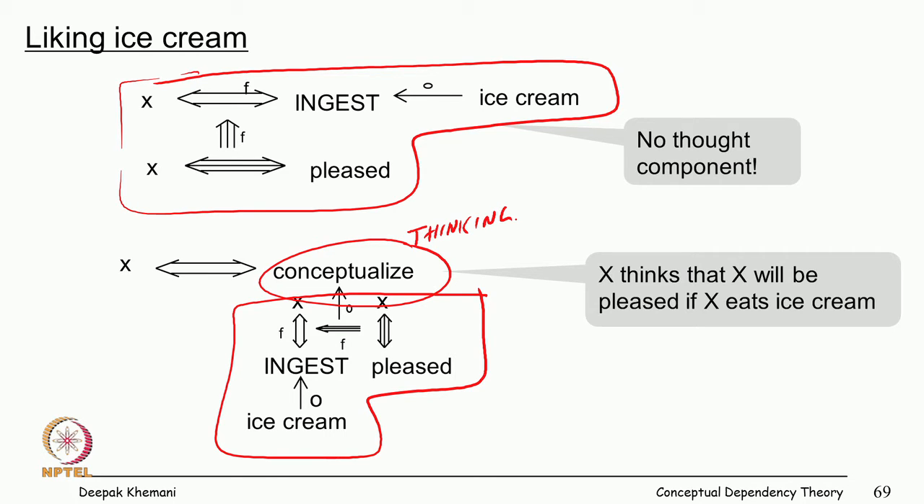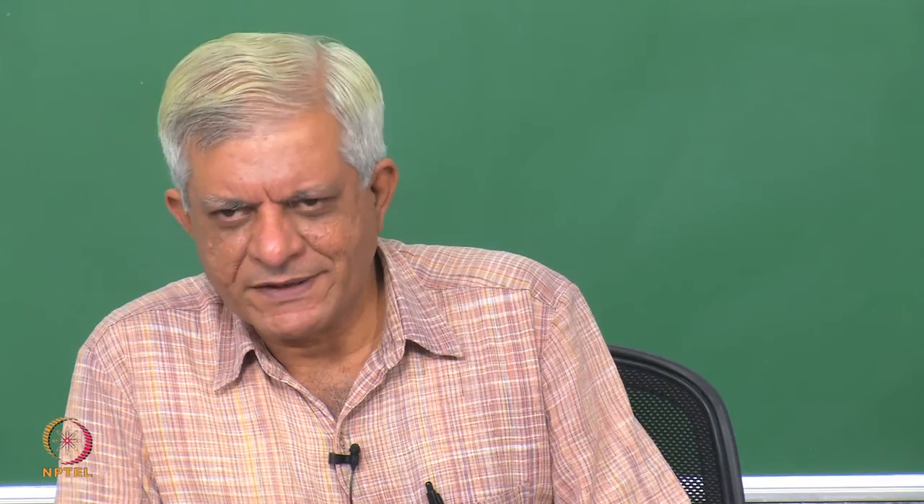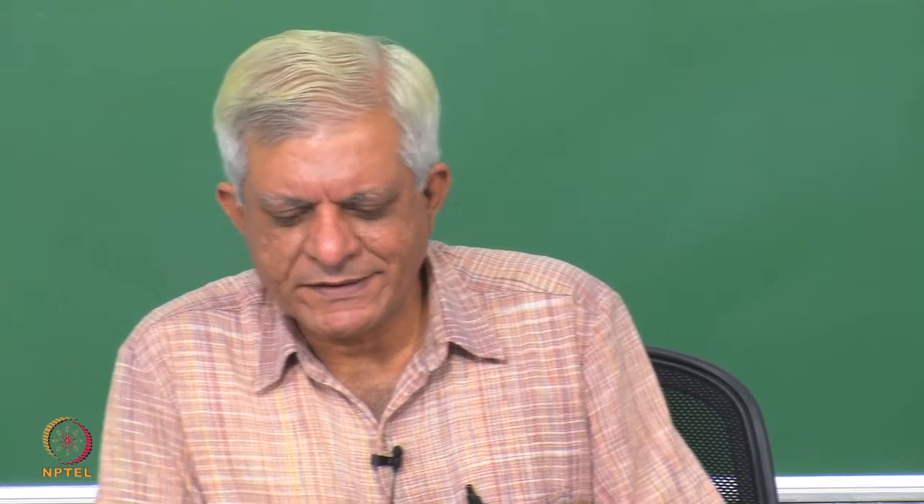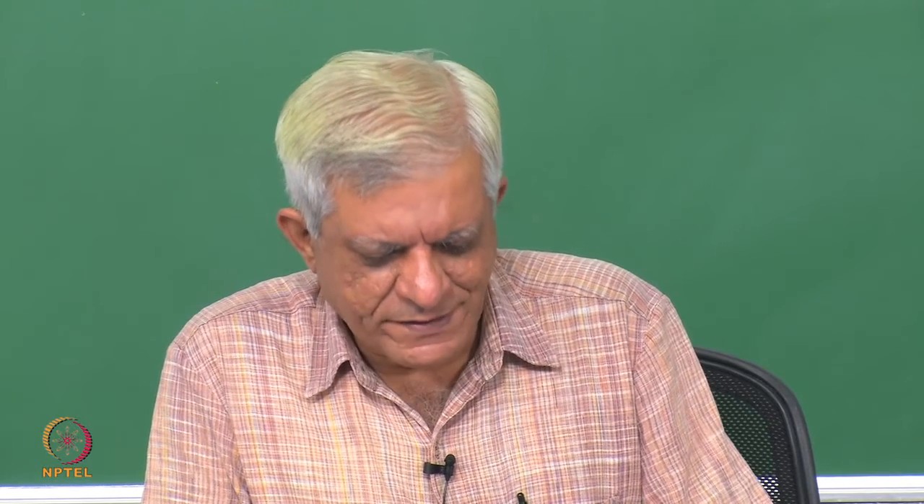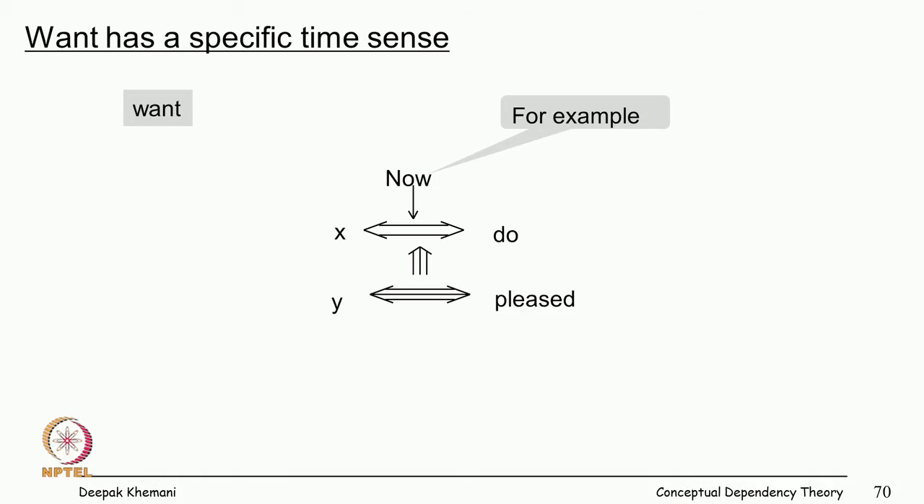So, the first one is simply capturing the fact that whenever x eats ice cream, x is happy. The second one captures the fact that x knows, or x is thinking about or conceptualizes, that if x eats ice cream, then x will be happy, and you can see there is a subtle difference between the two essentially. Now, if you look at the English word want, it has some 2 or 3 different senses, which we will see as we go along.